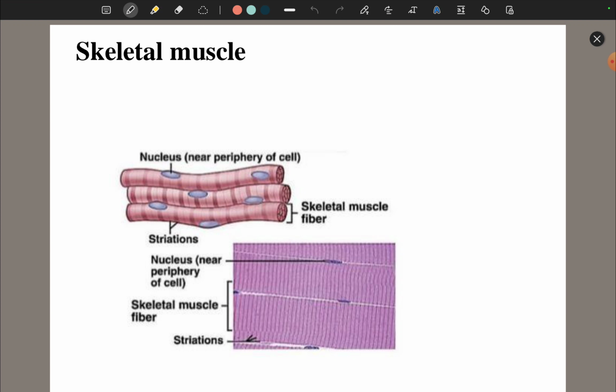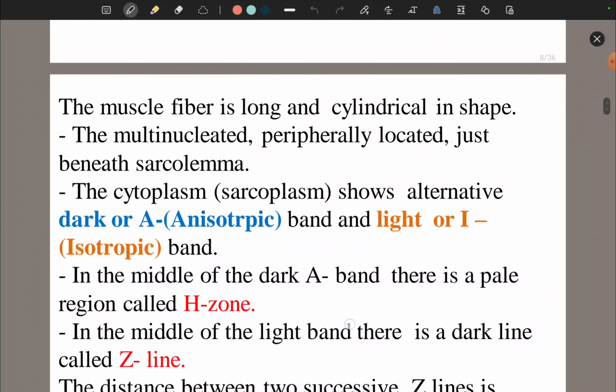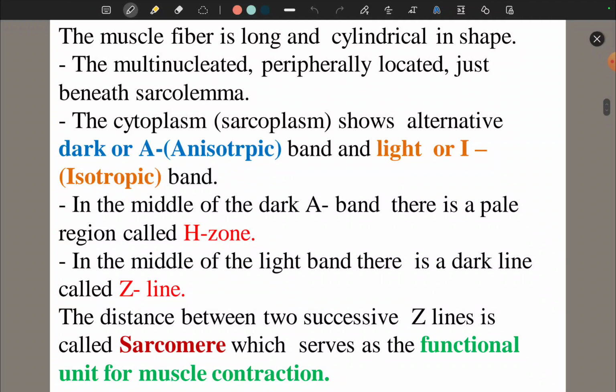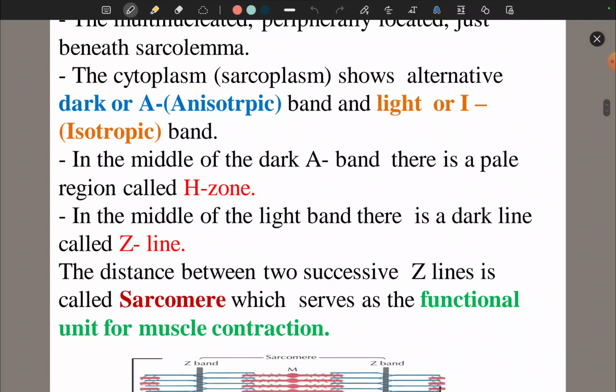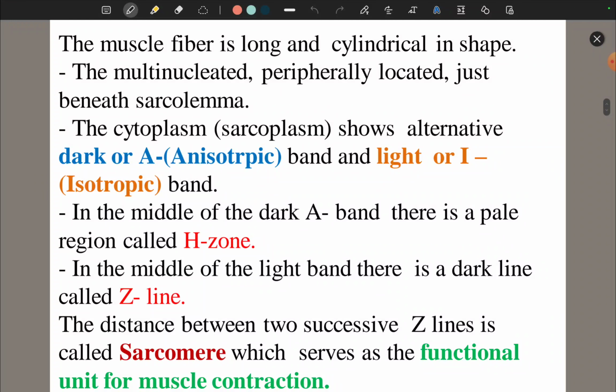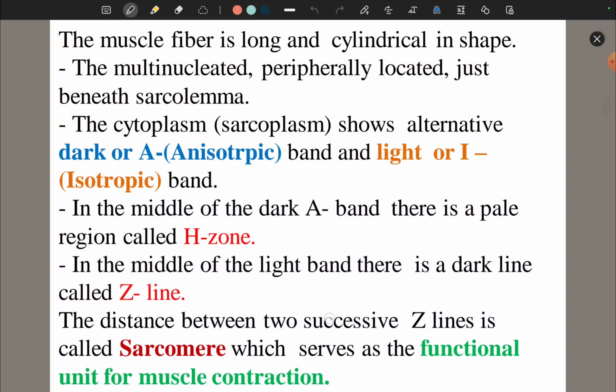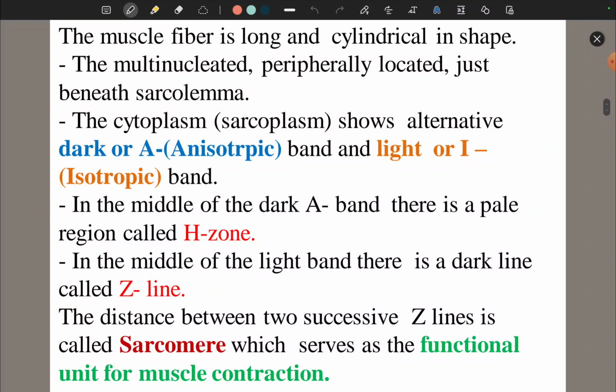The cytoplasm, sarcoplasm, shows alternating dark and light bands. The dark band is the A band, the light band is the I band. These are the contractile proteins, actin and myosin. In the middle of the dark A band, there's a pale region called the H zone.